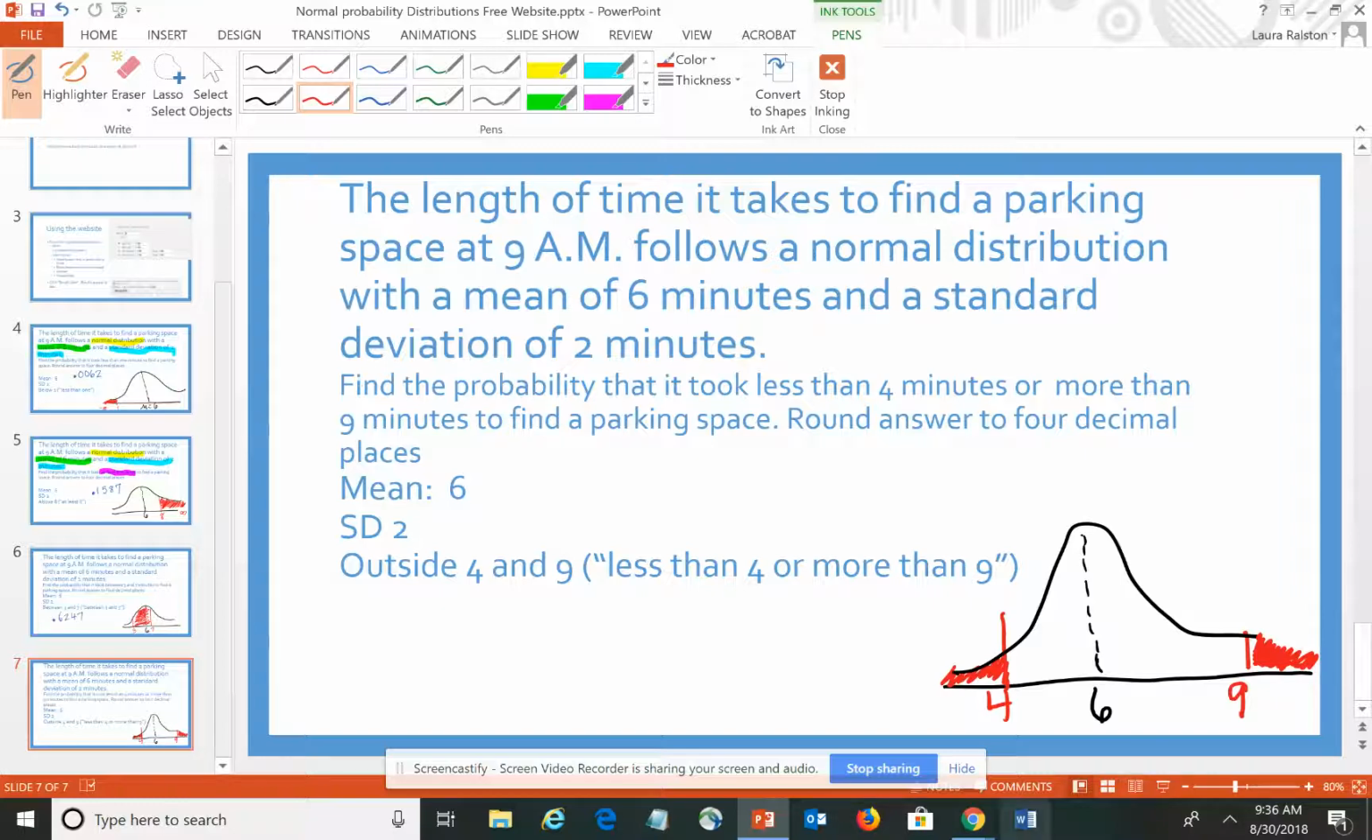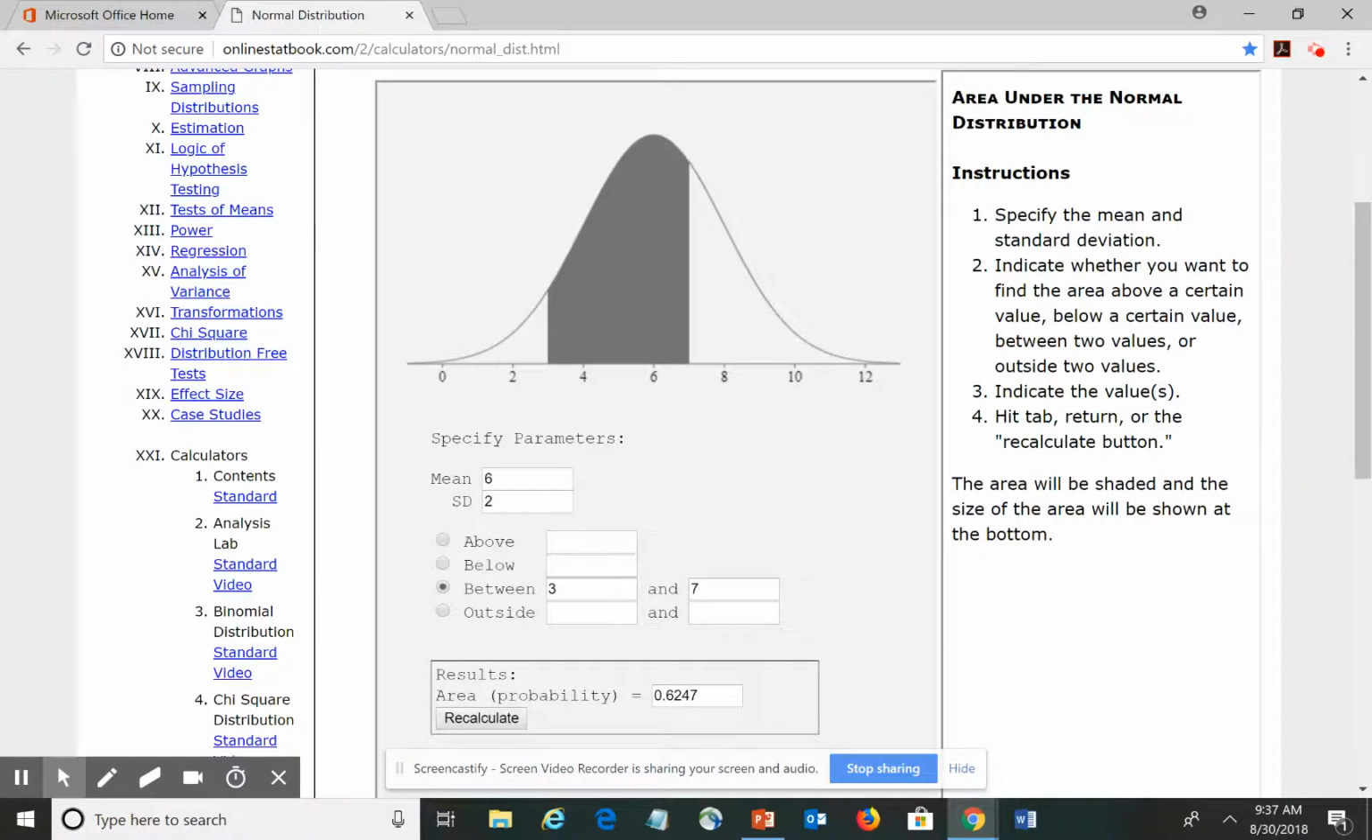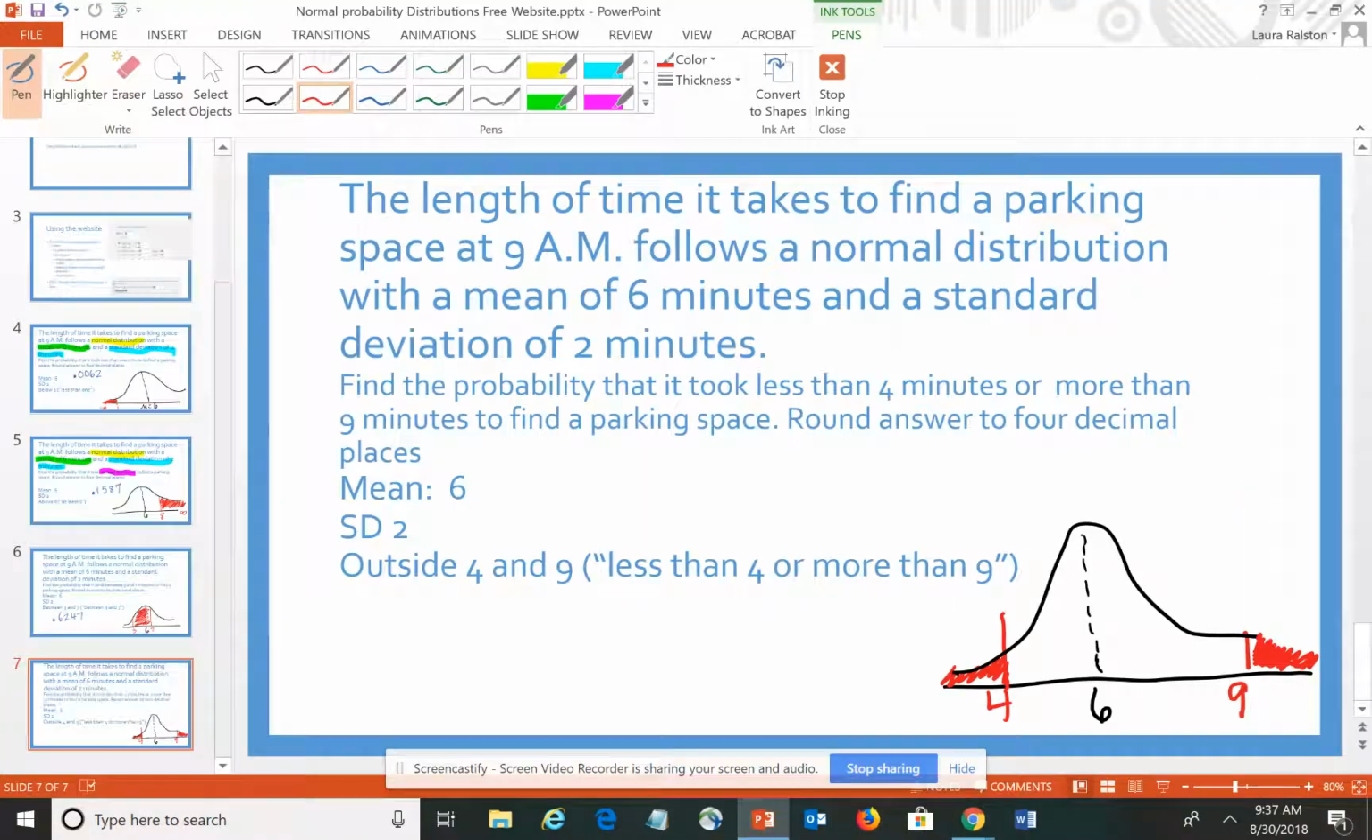So we go out to the website. Our mean is still 6. Standard deviation is still 2. This time we want to do outside. We want to be less than 4 and greater than 9. And we press recalculate. And it gives us a value of 0.2255. So the probability that we spend less than 4 or more than 9 is 0.2255.